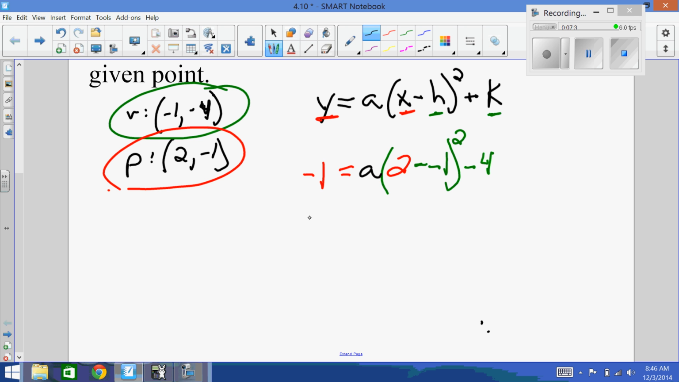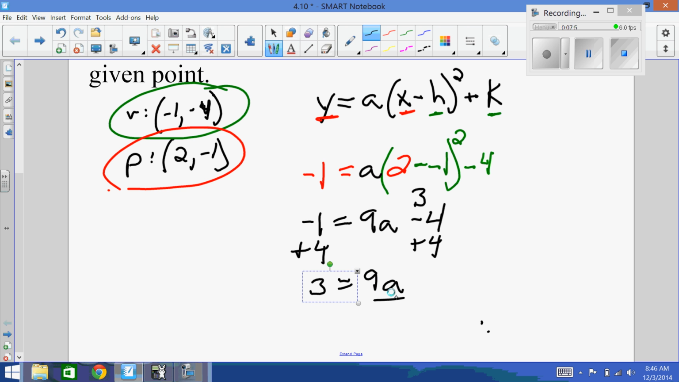All right, so order of operations states I do what's inside the parentheses. So 2 minus the -1 becomes 2 plus 1, which is 3. 3 squared is 9. And then 9 times a is 9a, minus 4. Add 4 to both sides. That gives me 3. Divide both sides by 9. So a is equal to 3 over 9, which simplifies down to 1/3.